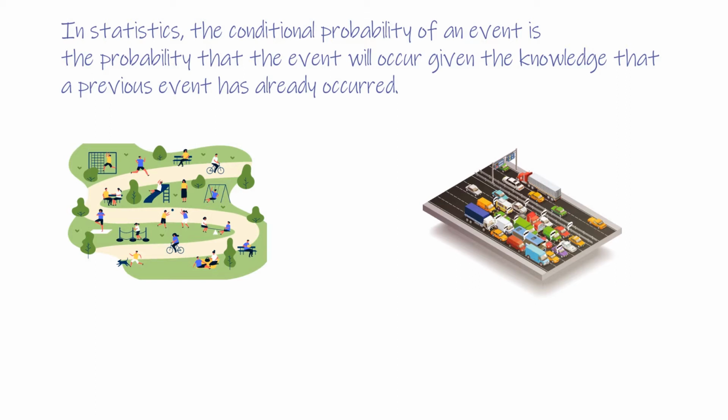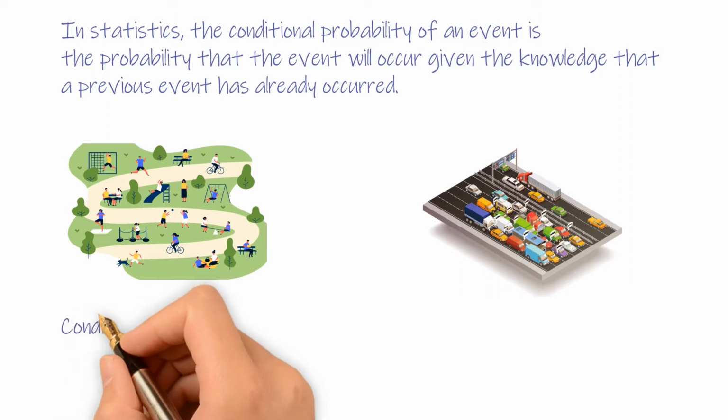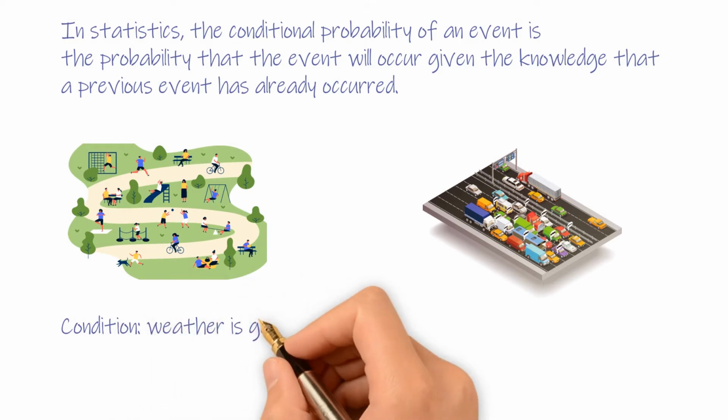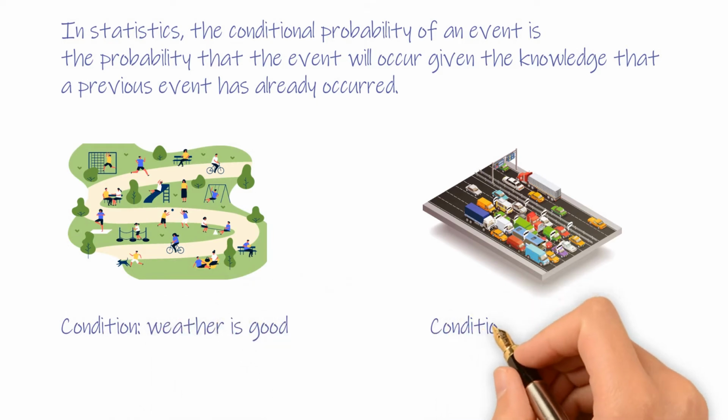In probability theory, conditional probability is a measure of the probability of an event occurring, given that another event, by assumption, presumption, or evidence, has already occurred. The weather is good and after rush hour are both conditions.